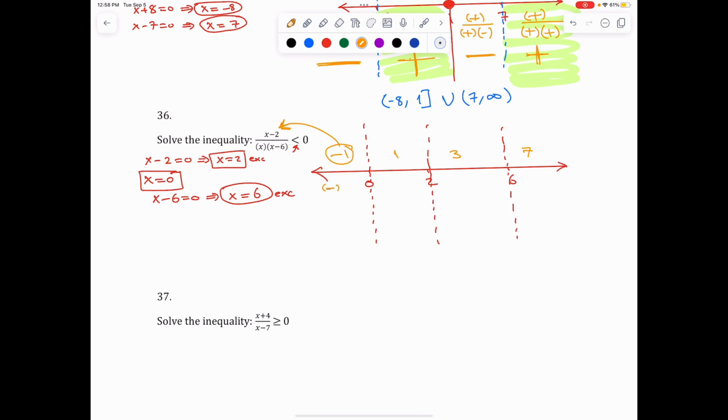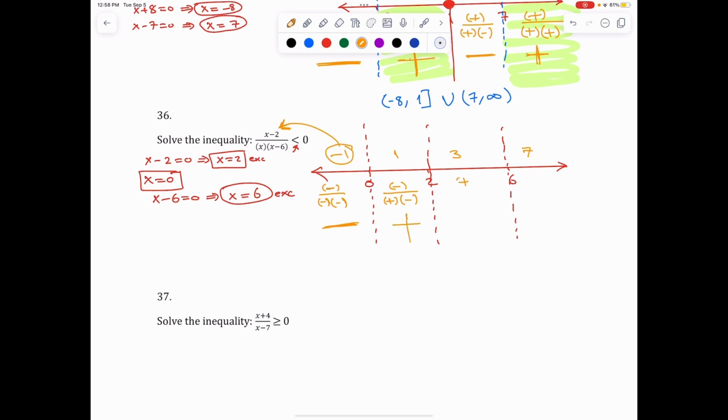negative in the numerator, negative in the denominator, and the other one is negative. So 3 negatives will make negative. If I plug 1, I'll get negative in the numerator, and then positive for the first factor. The second factor is negative. 2 negatives will make positive.